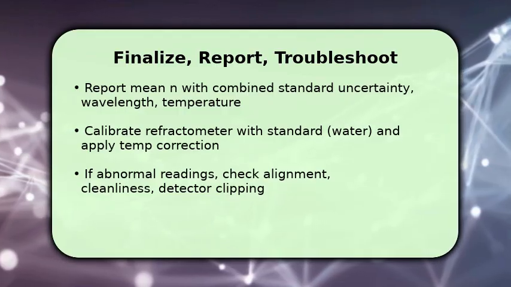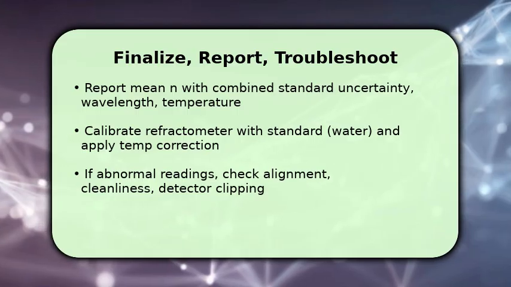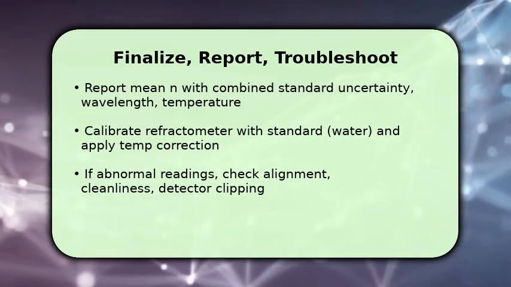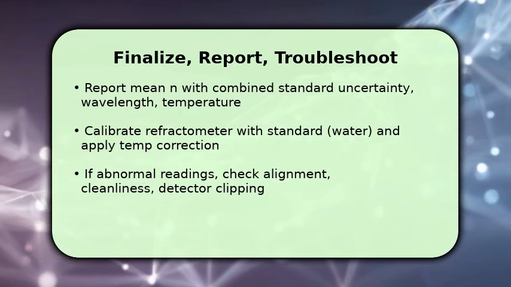Troubleshooting tip: if readings jump or you encounter unexpected total internal reflection, check surface cleanliness, beam alignment, and detector aperture clipping. Clean, realign, then repeat measurements.